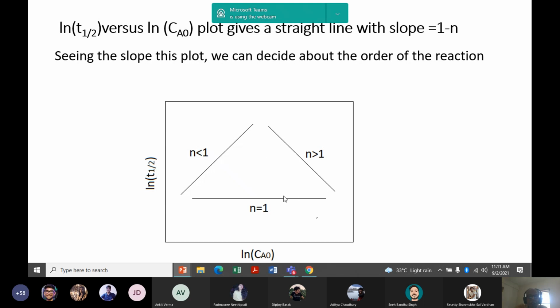And what is n is equal to 1? If n is equal to 1, the slope is zero, that is the horizontal line. And n greater than 1 means second order, third order, like this, above first order. And n less than 1 means fractional order.